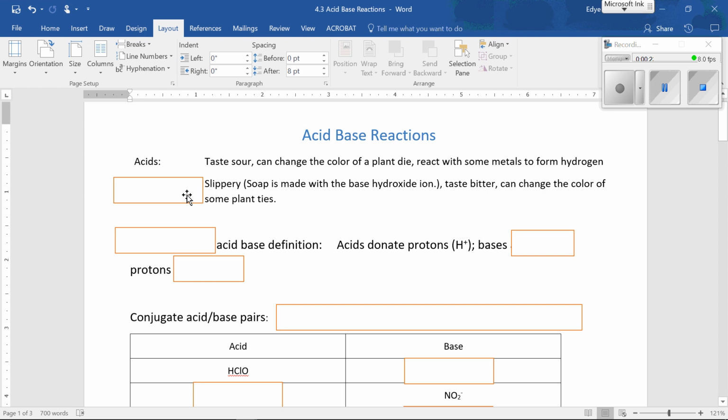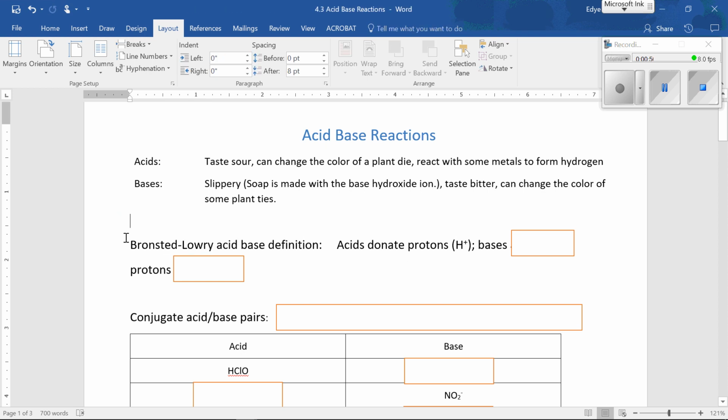Next, we have bases. And here are some properties of bases. They are slippery. Soap is made with bases, and they taste bitter. Let's go back to these tastes a little bit. Lemons taste sour. Lemons are acidic. If you've ever had tonic water, that would be basic. It tastes bitter, and it can change the color of some plant dyes.